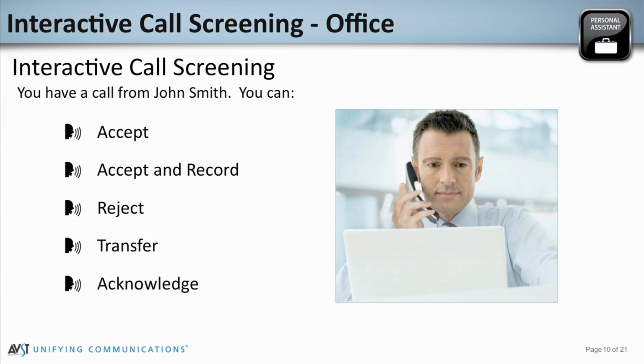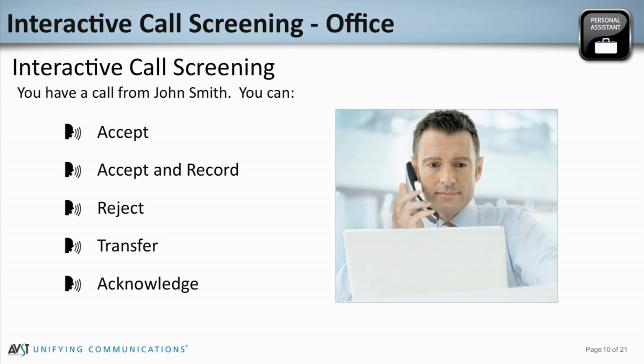Once again, with single number reach and routing calls through CallXpress, you can have interactive call screening. What that means is when someone calls that number, first thing the system does is prompts them to speak their name. It then goes to your rules engine, figures out how to contact you, tries the various numbers on your list, and when you answer that call, it presents you with options besides just answering the call.